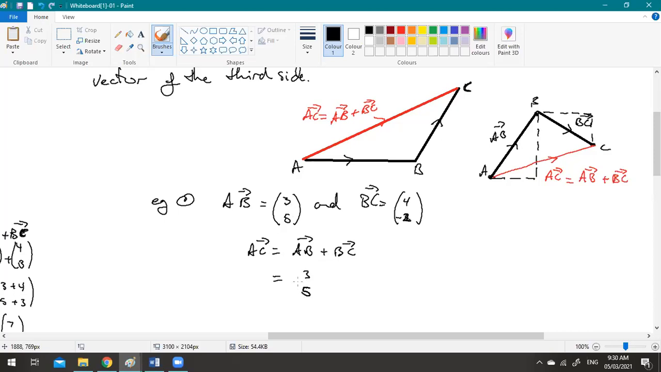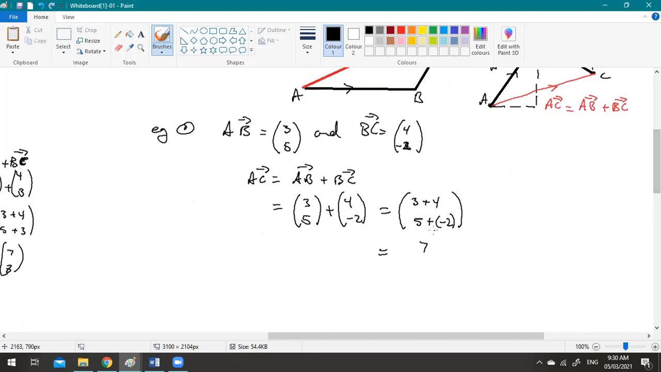So 3, 5. Anybody want to help me write it out? 4 over -2. And we add like matrices. What will be the vector here? 7. So 3 plus 4, 5 plus -2. So 7 and 5 with a plus sign. What sign is this? A subtract, right? So 5 take away 2 is 3. So AC will be 5, 3.